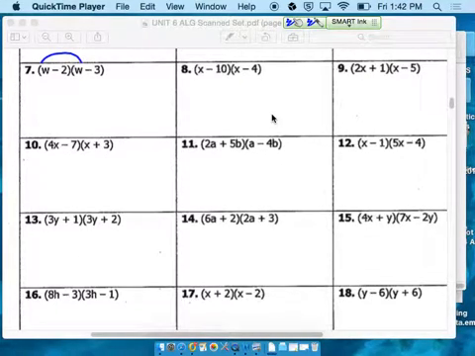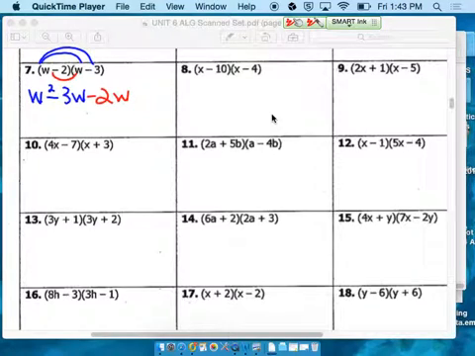So a little pattern giving me w squared, and then minus 3w. And then I come back to the first binomial, and now I do the same thing with negative 2. And then negative 2 times negative 3 is positive 6. Then you analyze for like terms. So here are my like terms. And that becomes my simplified expression.